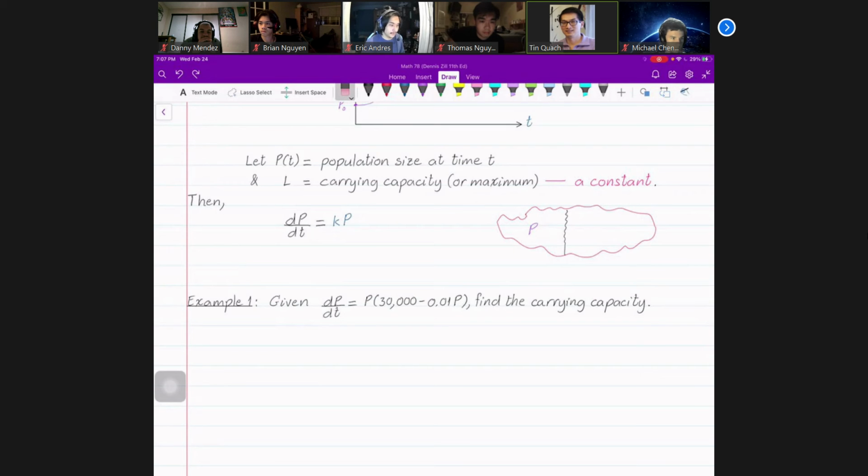So the rate of growth of this population depends on its size at the moment, but it also depends on this empty space right here. Do you agree? Because people say, hey, there's land here, so we can develop more housing and so on.